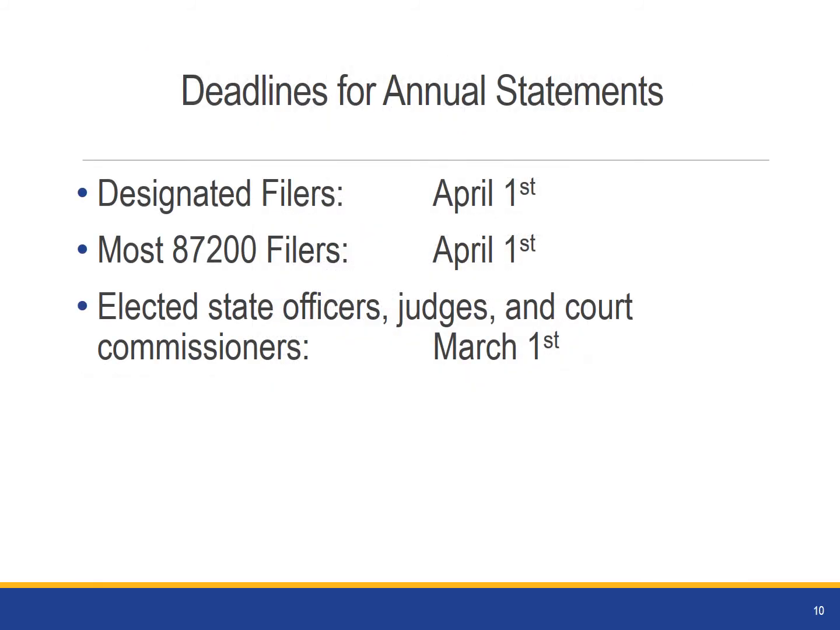As noted on this slide, the deadline for the annual statement is April 1st for most filers. For others, the deadline for the annual statement is March 1st. For annual filers, the period you are reporting for is generally the previous calendar year.